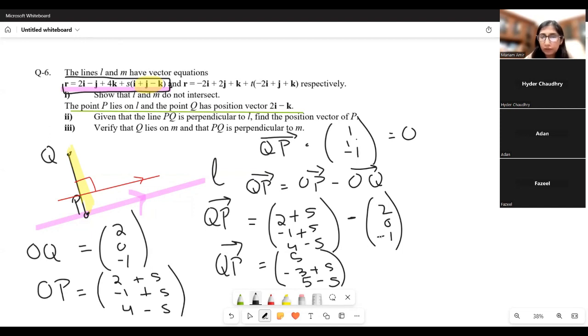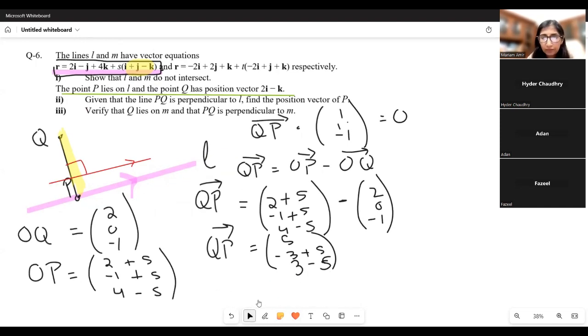हाँ, 4 minus 1 है तो 3 होना चाहिए. Yes, this would be 3. 3 minus S. और एक और middle वाला भी गलत लिखा. Wait, it's going to be S and then that is 0. OQ, yes. तो वो 0 है तो फिर -1 plus S ही होना चाहिए था.